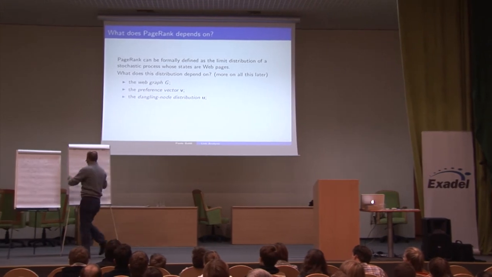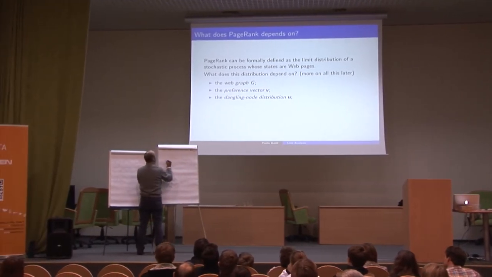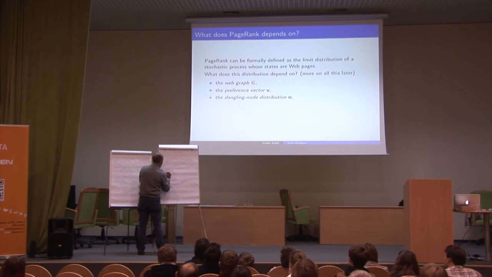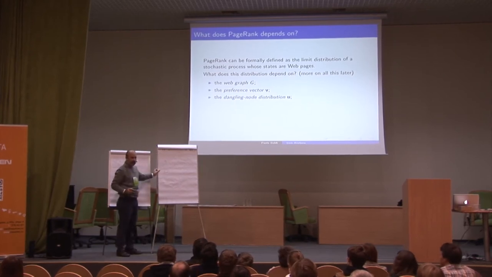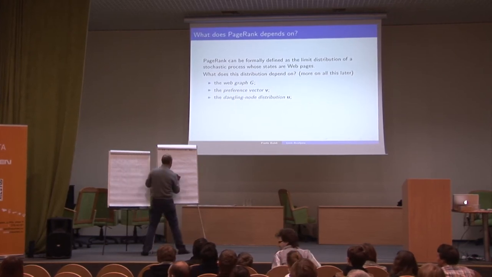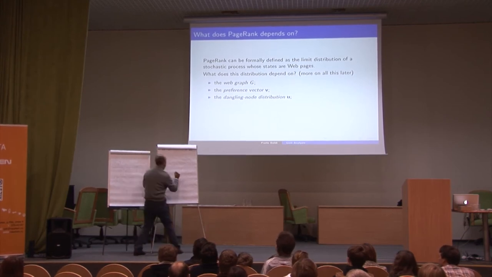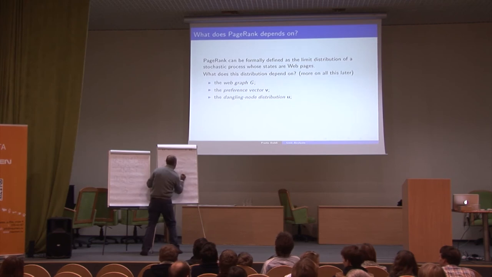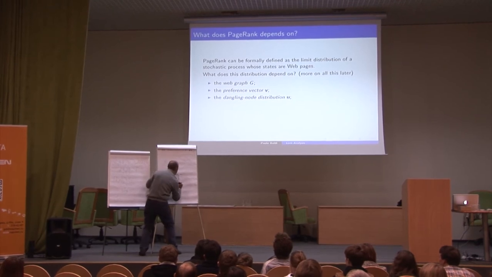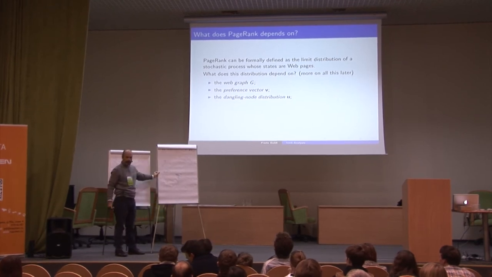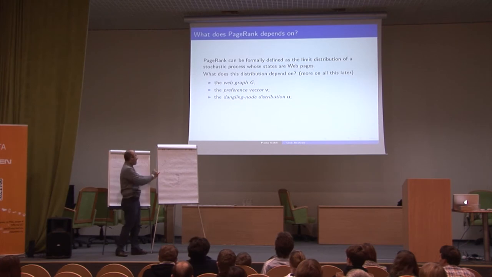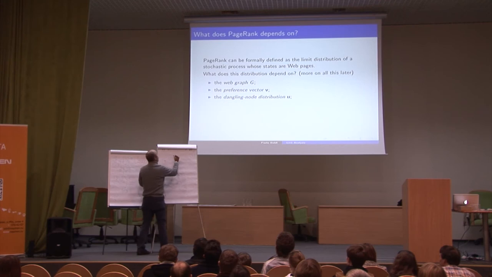So, the process is always the same. With probability alpha, I do something. With probability 1 minus alpha, I do something else. So with probability 1 minus alpha, or if you prefer, a fraction 1 minus alpha of my money goes to the state. And then the state redistributes it according to V, the preference vector. Another part of my money, a fraction alpha of my money, goes to my out neighbors.